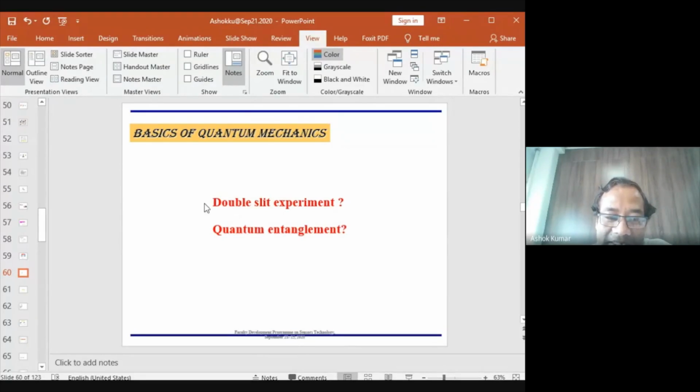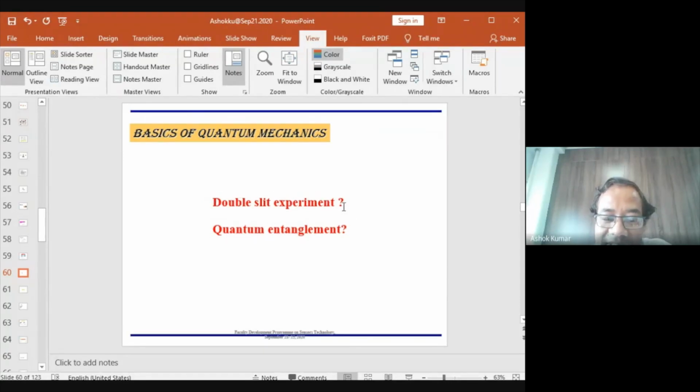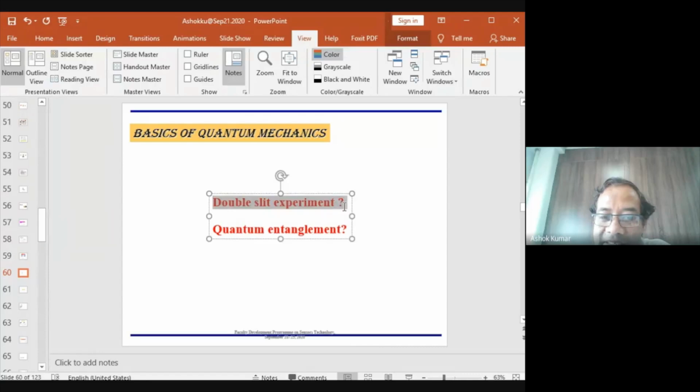Here I will discuss these two experiments very quickly, so you can see how amazing quantum mechanics is. This is just for your curiosity if you do not know. The double slit experiment is Young's double slit experiment. The only thing you are doing is replacing the light with electrons. If you do that experiment with an electron beam, you will have the diffraction pattern. That means the electron is also a wave.